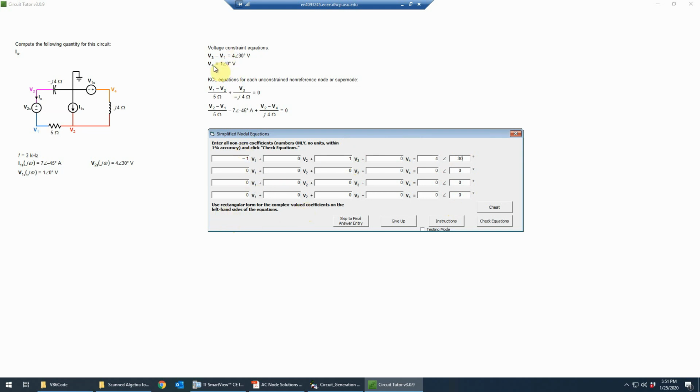Okay, so the second equation says simply that V4 equals 1 angle 0. So that'll give V4 a coefficient of 1. All the others, of course, will have coefficients of 0. And then we just put a 1 here, and then the angle 0. And that does the second equation. For the third equation, we see that V1 has a coefficient of 1/5 or 0.2. So we'll put 0.2. And then V2 in this equation has a coefficient of negative 1/5, which would be negative 0.2.